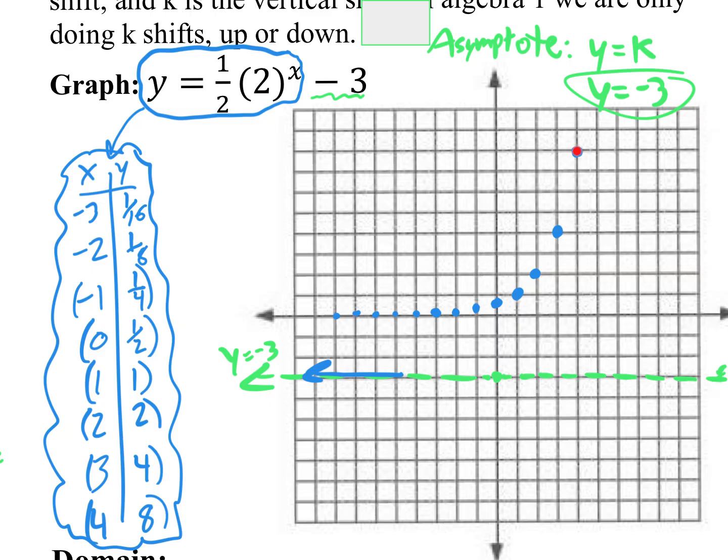So this blue point, you would go down 1, 2, 3, and put a dot there. If you have a different colored pen, it might help you out. And then the next one, go down 1, 2, 3, and put a dot there. And the next one, go down 1, 2, 3, put a dot there. And this next one, go down 1, 2, 3, put a dot there. And this next halfway point, go down 1, 2, 3, put a dot there at the halfway point.